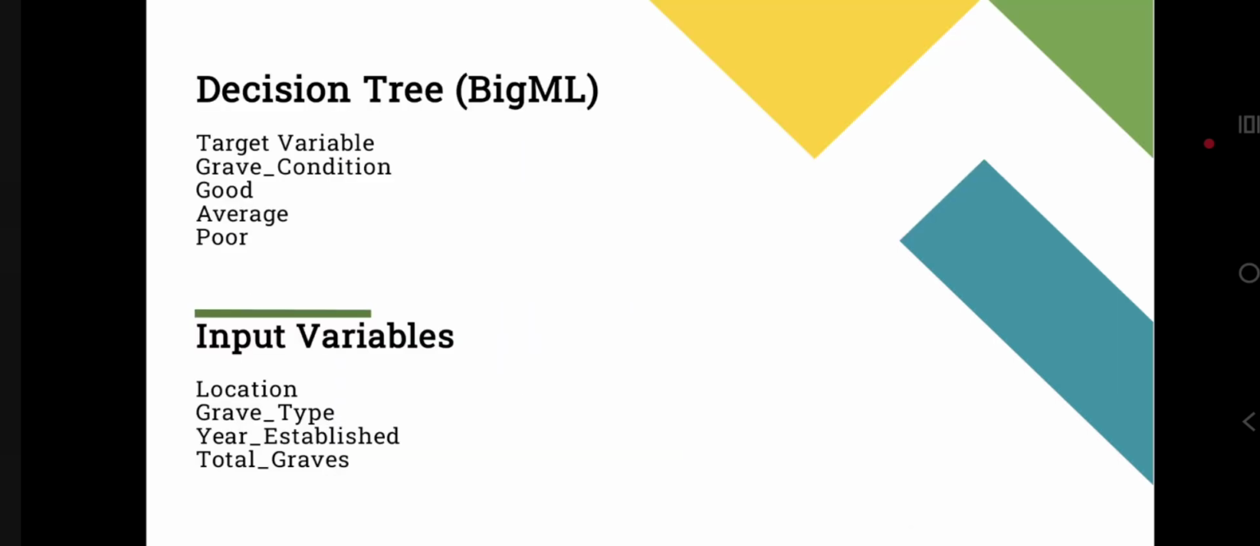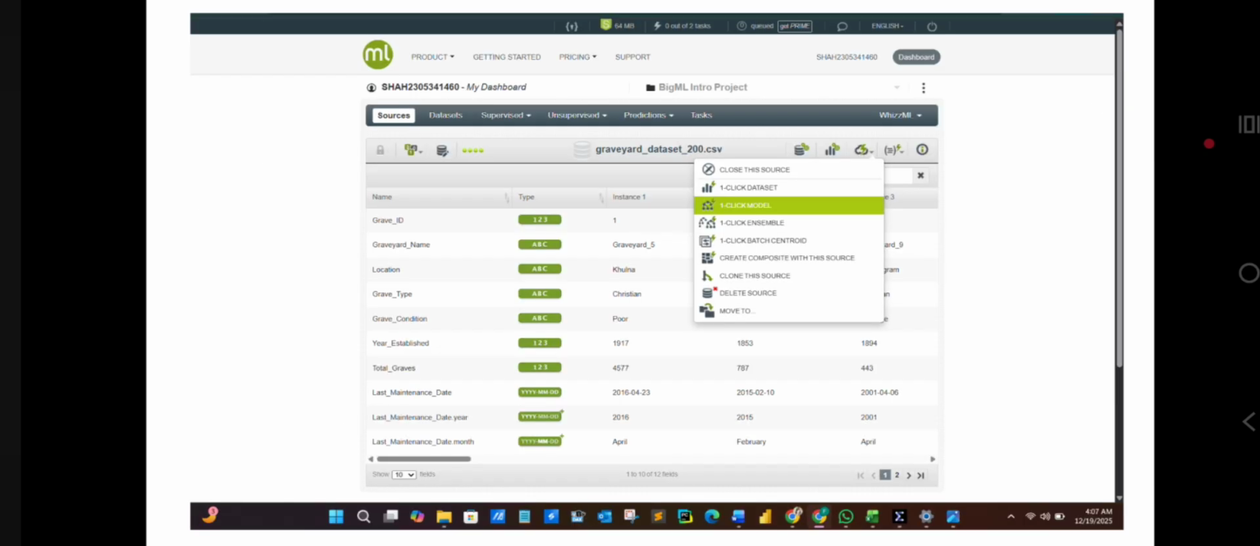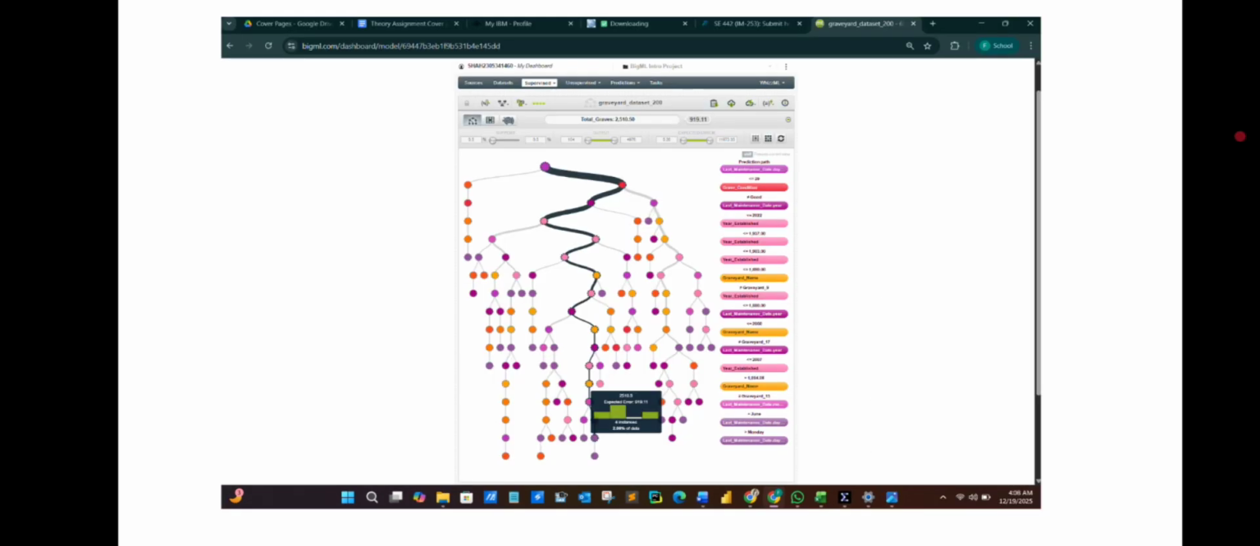Now, the decision tree using BigML. Here the target variable is grave condition: good, average, or poor, and the input variables are location, grave type, year established, and total graves. After inputting our graveyard dataset, a decision tree model was built to classify grave condition. This model generated clear decision rules based on grave type, location, and total graves. This helps predict whether a graveyard's condition is good, average, or poor.